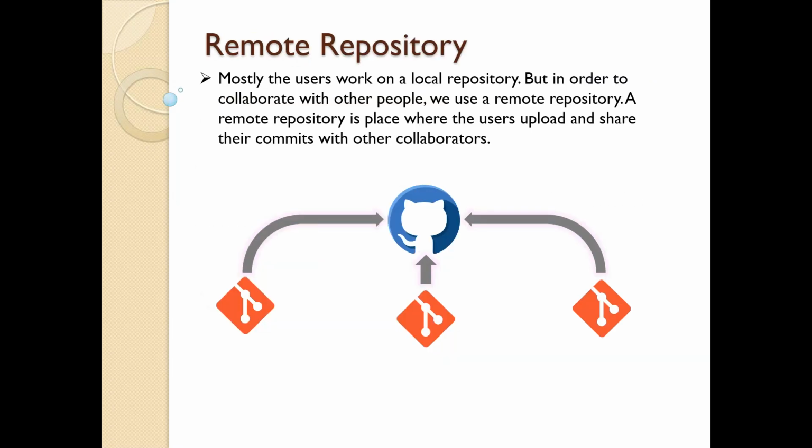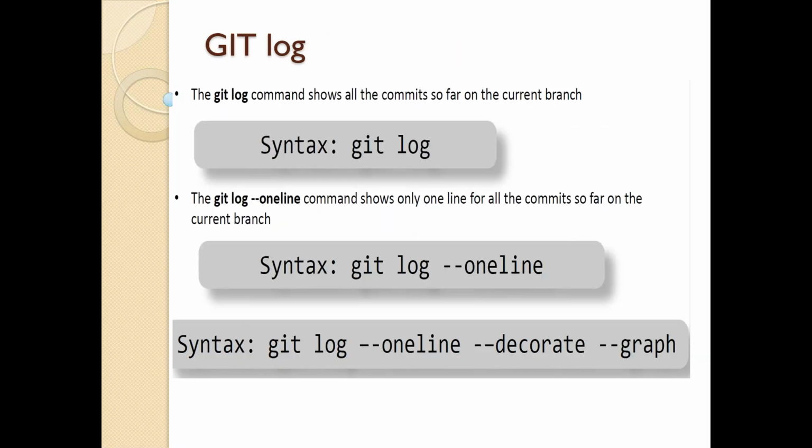Okay. Any questions so far? Now we are done with all our local repository. So I have created my files. I'm able to add, I'm able to delete, I'm able to see all the commit logs. I am able to ignore some files. Everything is fine. Everything is in my local, right?